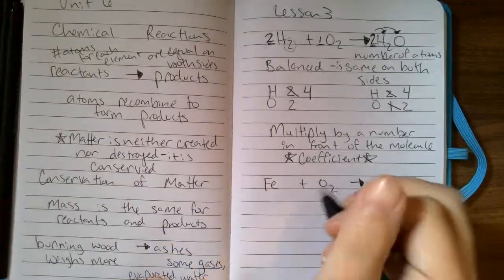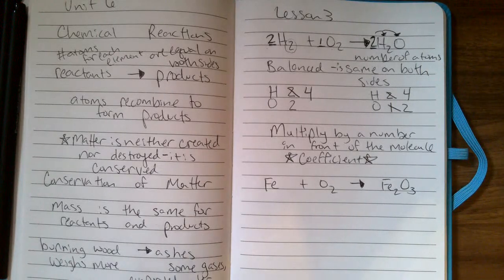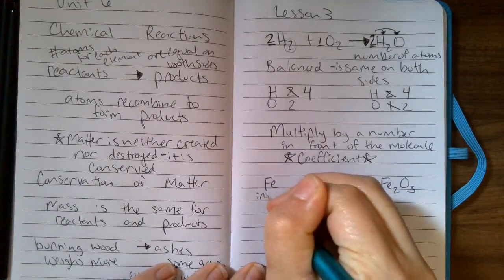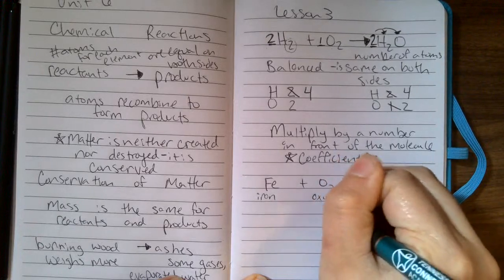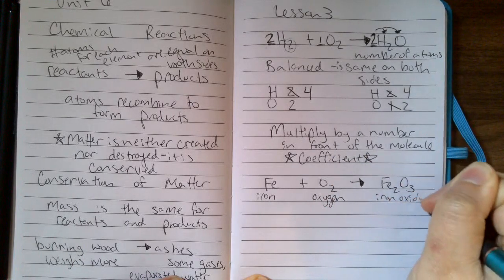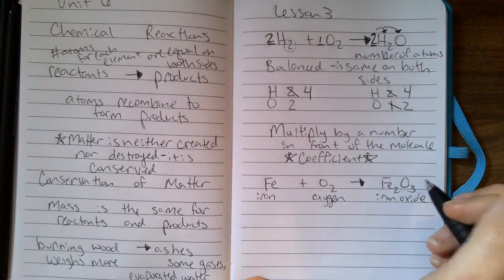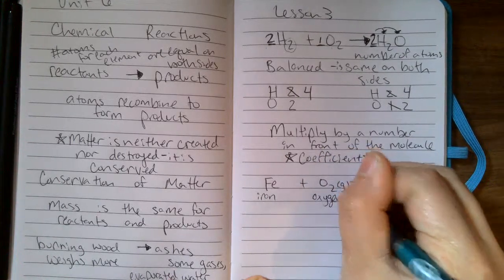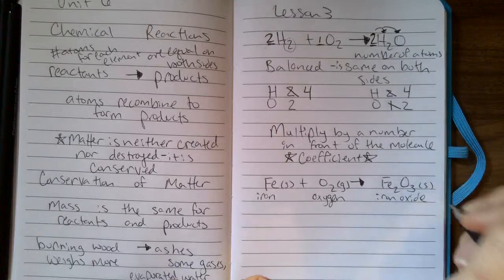Another example is iron turning into rust. Iron is Fe, and whenever it is in the environment, it's going to mix with oxygen and form iron oxide. And you'll notice that we're dealing with rust, iron, and oxygen is a gas, while iron and iron oxide are solids.